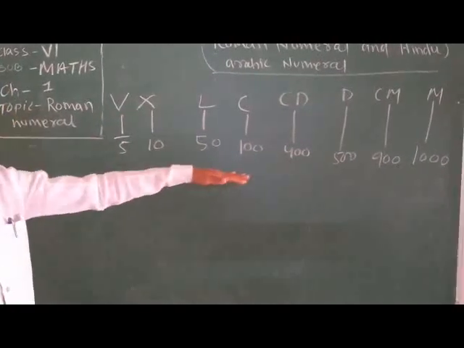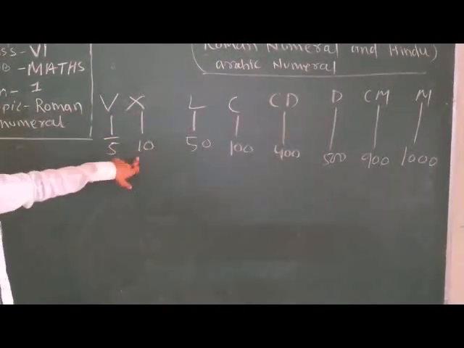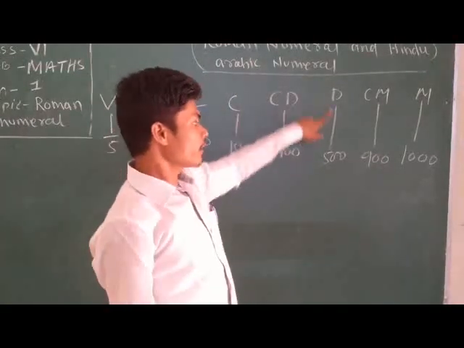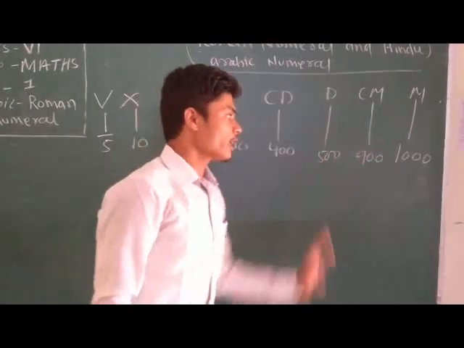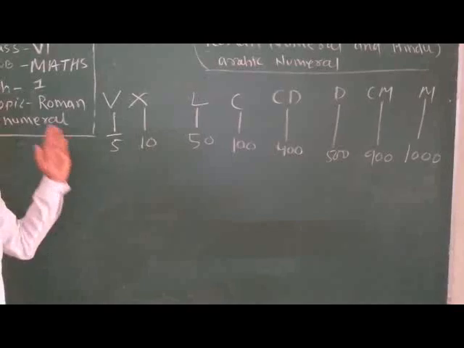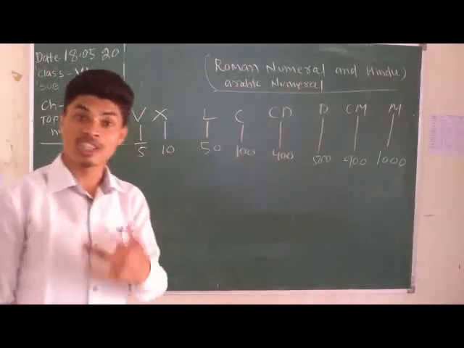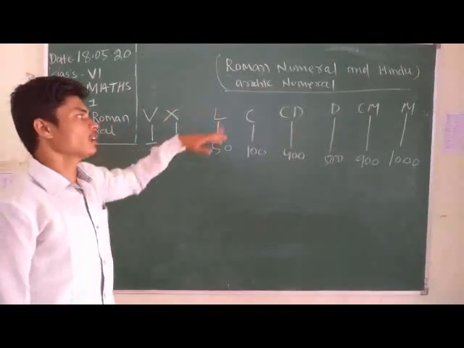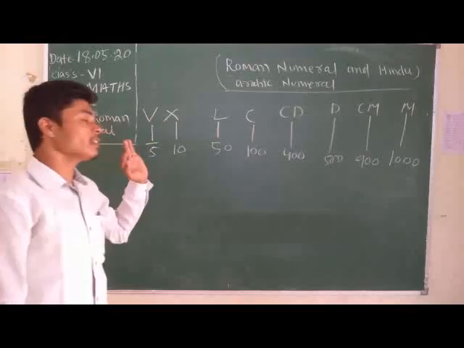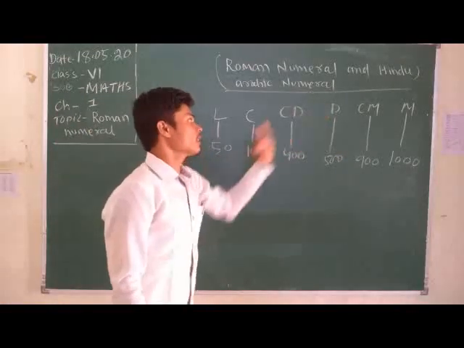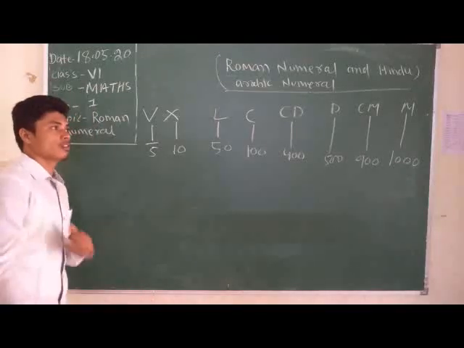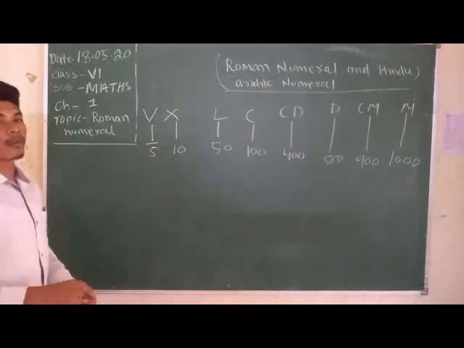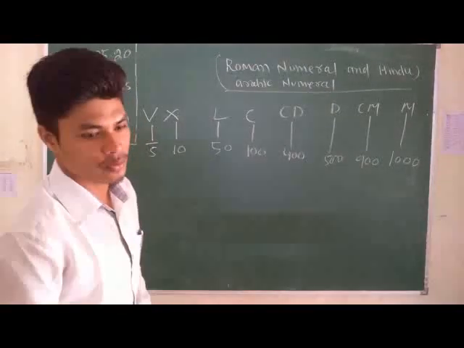V equals 5, X equals 10, L equals 50, C equals 100, CD equals 400, D equals 500, CM equals 900, M equals 1000. Each Roman numeral can be written thrice. Except V and L, which are not repeated, X is repeated 3 times, M also 3 times, and D only 1 time. Clear about this? Any doubt? So we can easily find the addition and subtraction of Roman numerals.